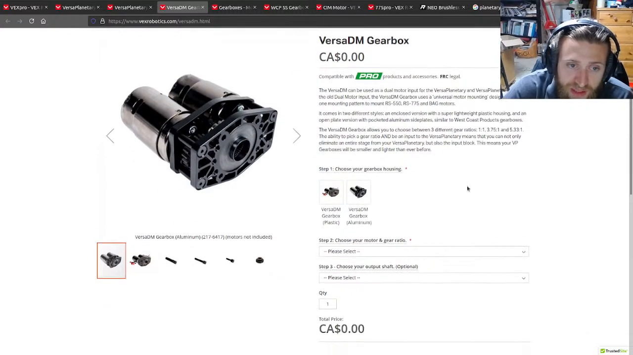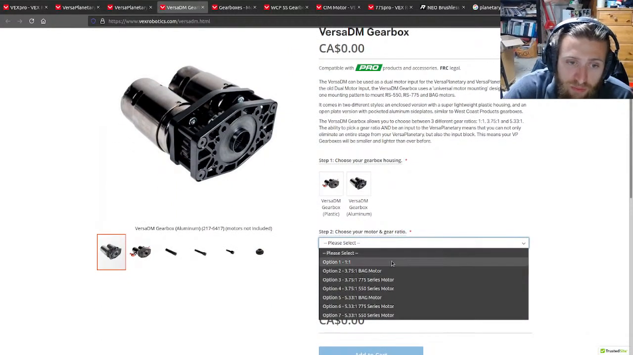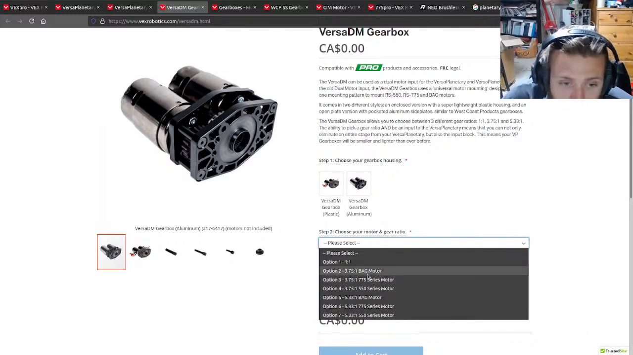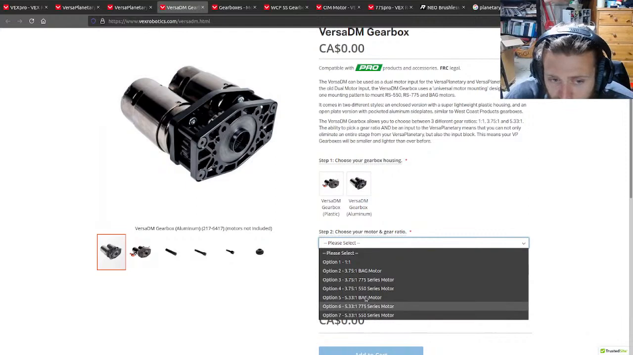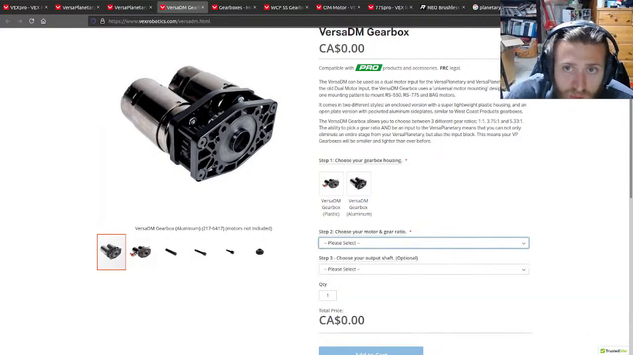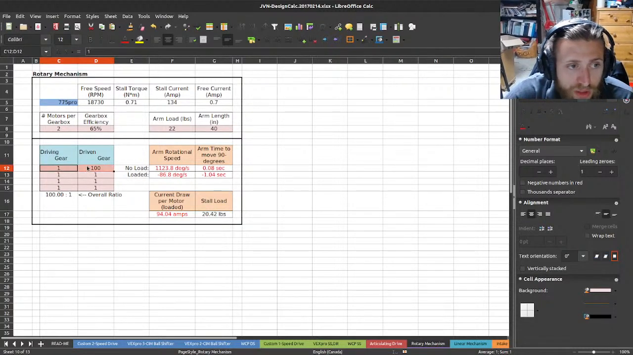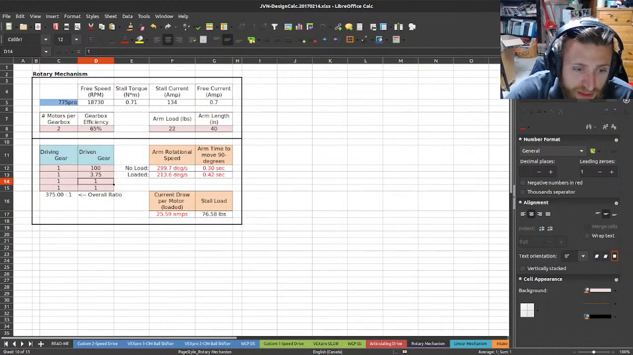Now, these have a gear ratio built into them. We have a minimum gear ratio, so we can do 1 to 1. But it makes sense for us to spread out the load, to put some load into these gears and some into the Versaplanetary gearbox, rather than having all of the gearing in the Versaplanetary. So we can do either this 3.75 or this 5.33. We'll have to see which one fits nicely. So 100 to 1, this is the Versaplanetary gearbox. And if I do 3.75, this is the smaller of the two.